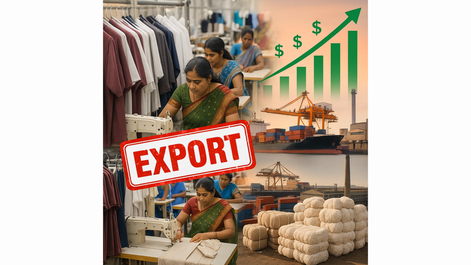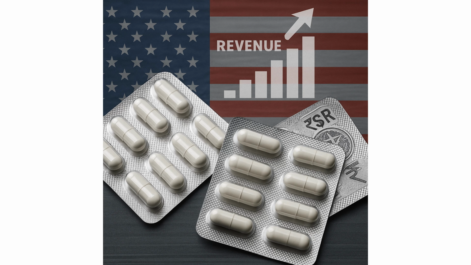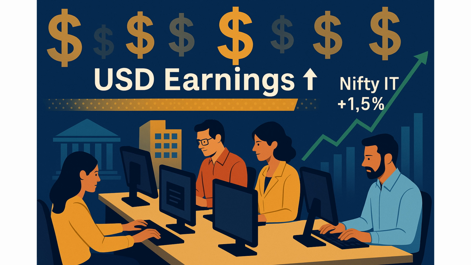The mechanics of a falling rupee. At its core, currency depreciation changes relative prices. Revenue earned in foreign currency translates into more rupees, while costs denominated in dollars become more expensive. This simple arithmetic has powerful consequences. For companies that earn in dollars and spend in rupees, margins expand automatically. For companies that earn in rupees but rely on imported inputs, margins compress just as mechanically.